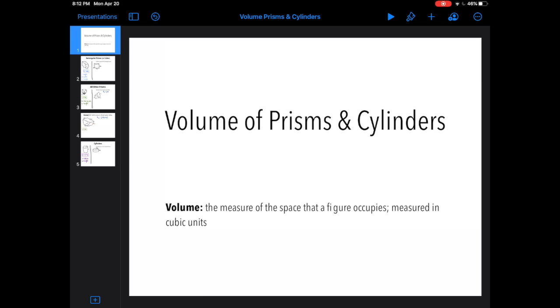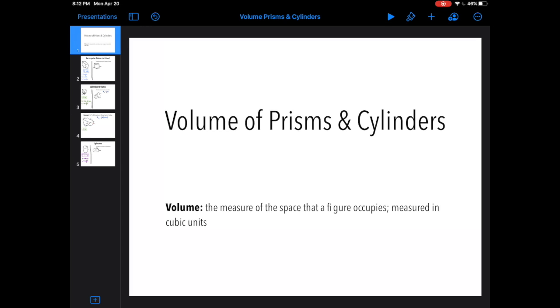Today's topic is going to be volume of prisms and cylinders. So we're moving into that next section of the chapter that involves volume. So far we've looked at area, we've looked at surface area, and now we are starting on volume. So a little bit of refresher. Volume is going to be the measure of the space that a figure occupies. And anytime you solve for volume, you are going to be using cubic units. So it's raised to that third power.